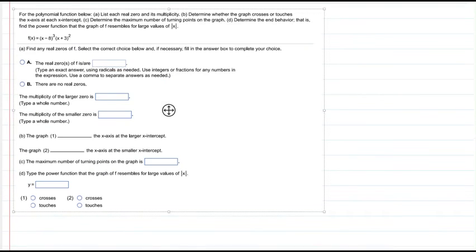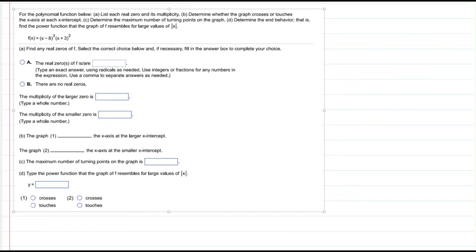The next question, we have a function f of x, which is x minus 8 to the power 3 times the square of x plus 3. We are looking for all real zeros and their multiplicity, and we want to see at these zeros, or these x-intercepts, whether the graph of the function touches the x-axis or passes through the x-axis. And what is the power function that the graph of f resembles for large values of x?